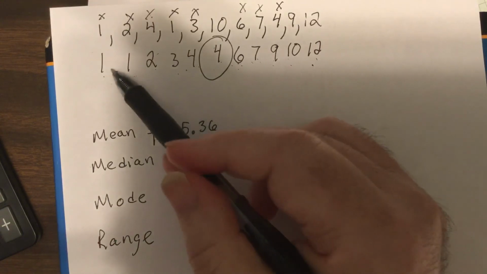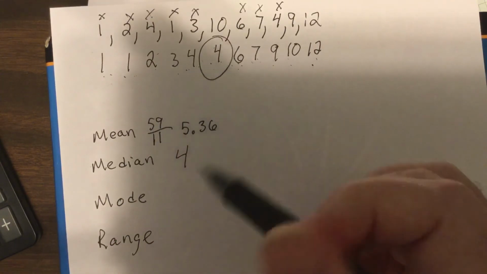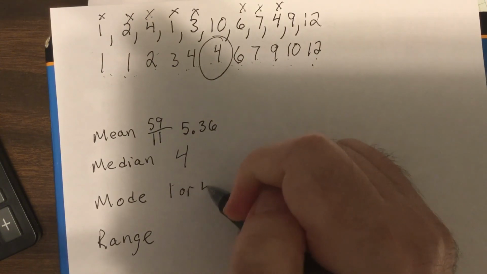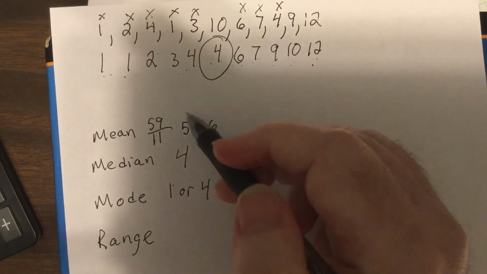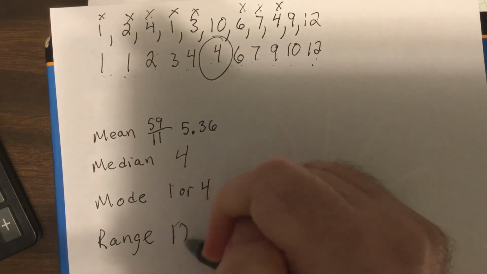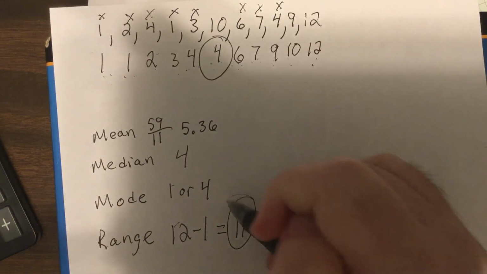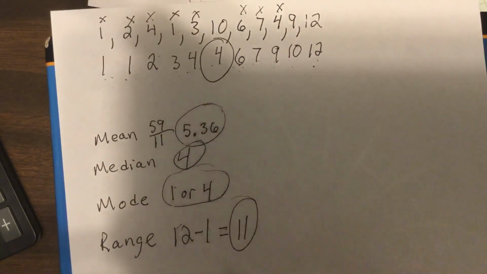Mode. Let's see, you've got 2 1s, 2 4s. So we have 2 modes this time. We've got a 1 and a 4. You could have 3 modes, 5 modes, it just depends on the list. Then range is 12 minus 1, so it's 11. Okay. Now I would do more of this, but I think this should be basic review, so good deal.